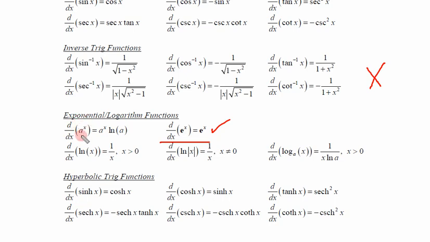Now what is the differentiation of a to the power x? Here a is a constant. So the derivative of a to the power x is a to the power x log a. But this is not very commonly used, whereas this e to the power x is very commonly used.